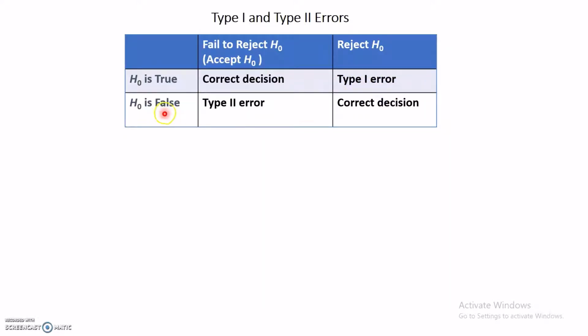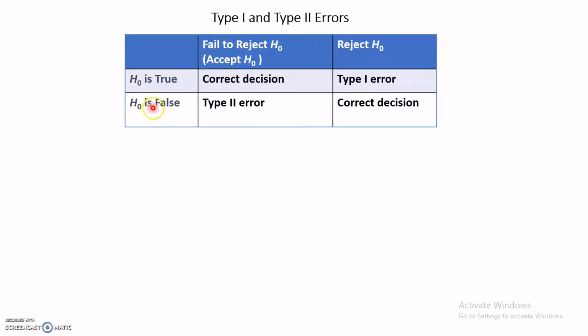Now let's look at the other scenario. The null hypothesis is false and we fail to reject the null hypothesis. Something which was false, we should have rejected, but we failed to reject that. Such a type of error is called the type 2 error. So what is the type 2 error? A type 2 error occurs when you have a false null hypothesis which you fail to reject.